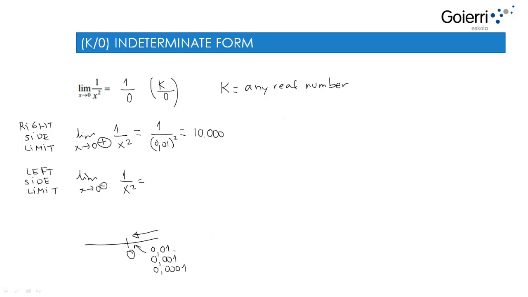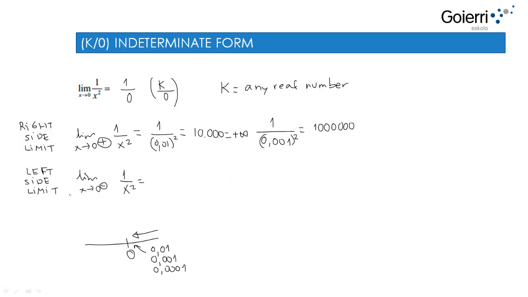Imagine that instead of the first one, I take the second one. So if I plug 0.001 into my function, this is 1,000,000. So you can see as we are getting closer to 0, this value is getting bigger. So this means that the right side limit is positive infinity.